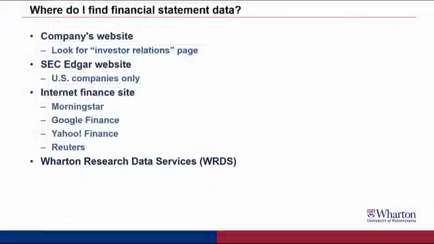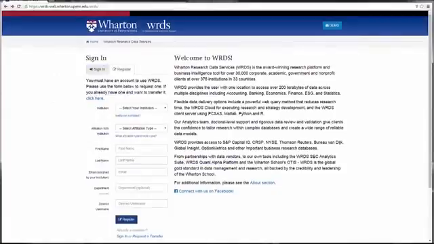And the last source is you could subscribe to the Wharton Research Data Services, or WRDS. Let me show you what that looks like. If you search under WRDS, you'll hopefully come to our website for Wharton Research Data Services. The benefit of this data is you can quickly retrieve financial statement items on thousands and thousands of companies. The drawback is, my understanding, it's incredibly expensive.